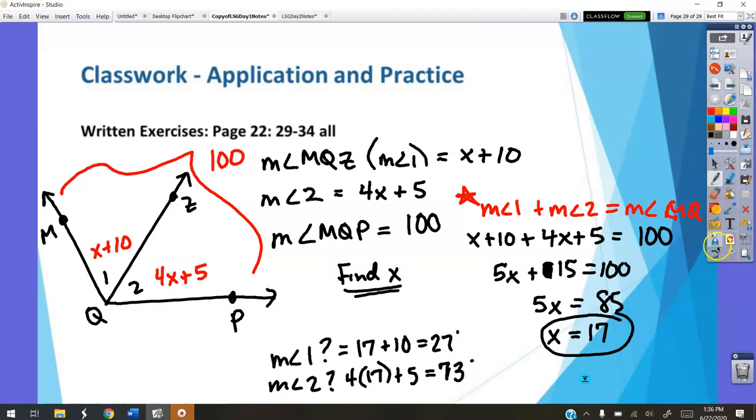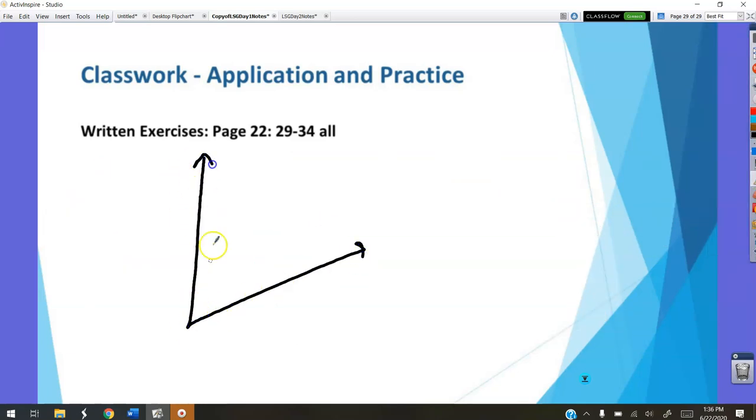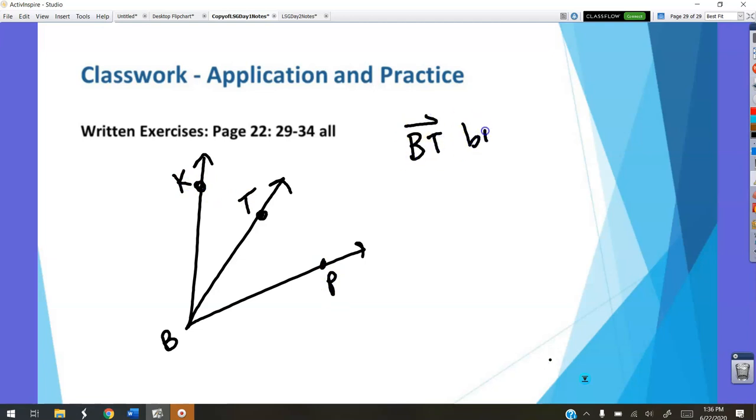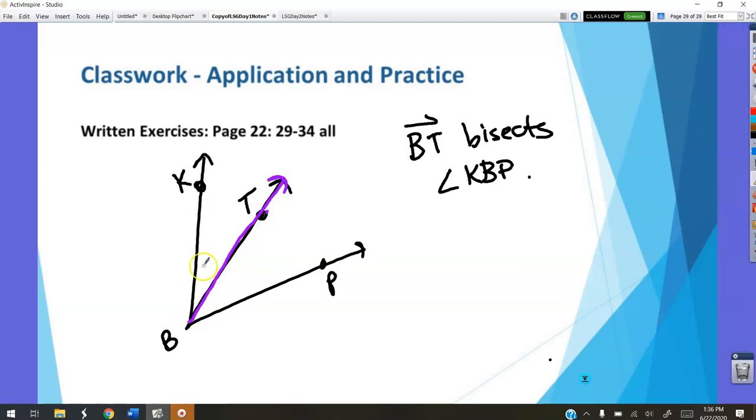The other thing that you might see for this section is if they do tell you it's a bisector, then you can say, oh, I know the two parts next to each other are equal. So for example, if I gave you a drawing and I said that BT bisects angle KEE, then you could label some stuff. Let's take a look at that. So BT, this guy, bisects the big angle. That means this angle and its next door neighbor, the adjacent angle, are congruent.